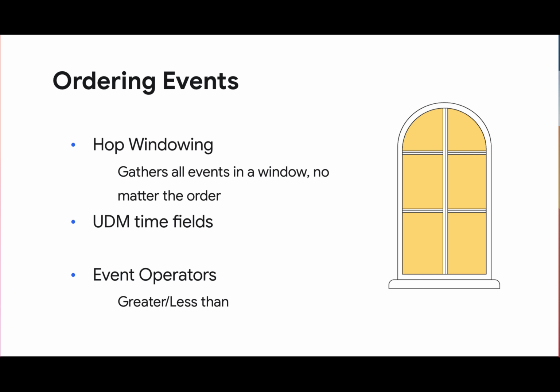By default, Chronicle uses a windowing technique called a hop. A hop essentially gathers all of the events that meet our rule criteria, no matter the time that it occurred. Now, that may be fine in some circumstances, but in some detections, we want to know that event A occurred, and then event B occurred, and so on. Well, using UDM time fields and event operators, we can easily make this happen. Chronicle can also utilize sliding windows as well, but we'll save that for another time.